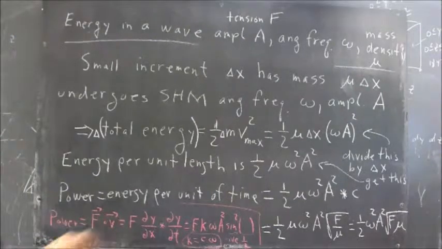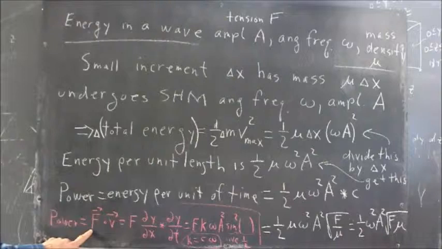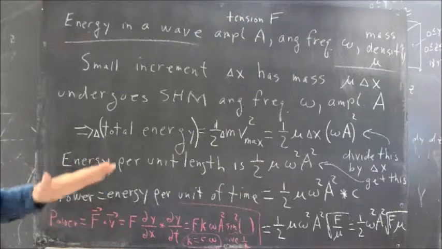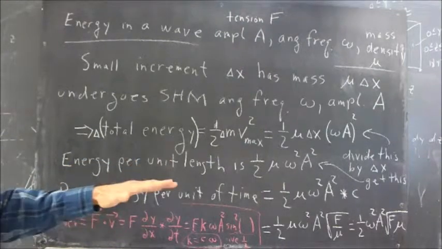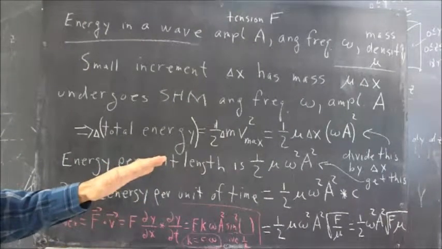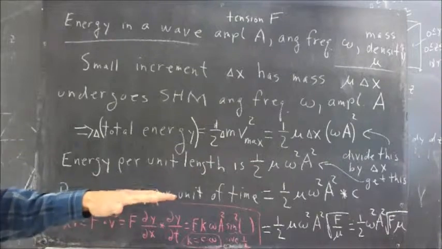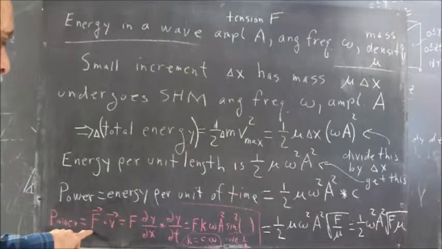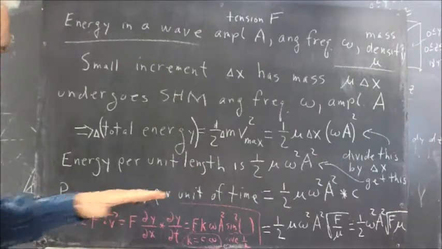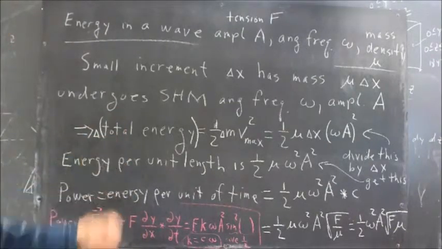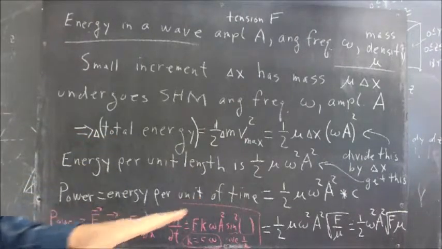Now, F dot v. F is a vector, and it's a vector in the direction of the string at whatever point you're looking. The increment that we looked at before was kind of at an angle like this. Now these angles are assumed to be very small, so that you think of the force being in the direction of the increment, the velocity being the perpendicular velocity of that mass increment. The increment itself is moving in this direction. The force is in the direction of the wave.